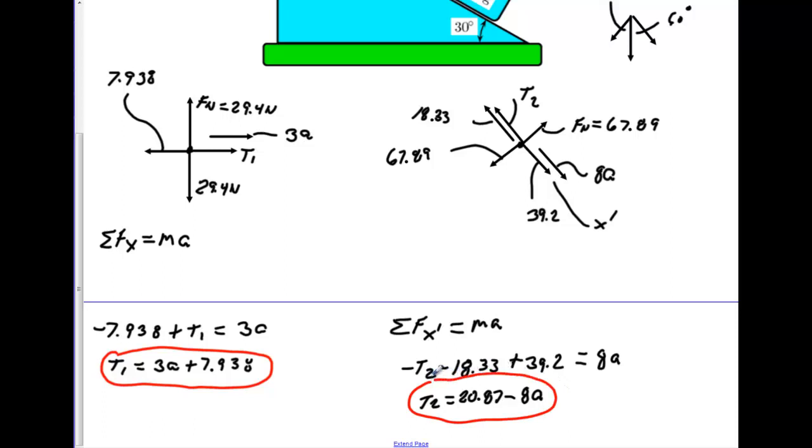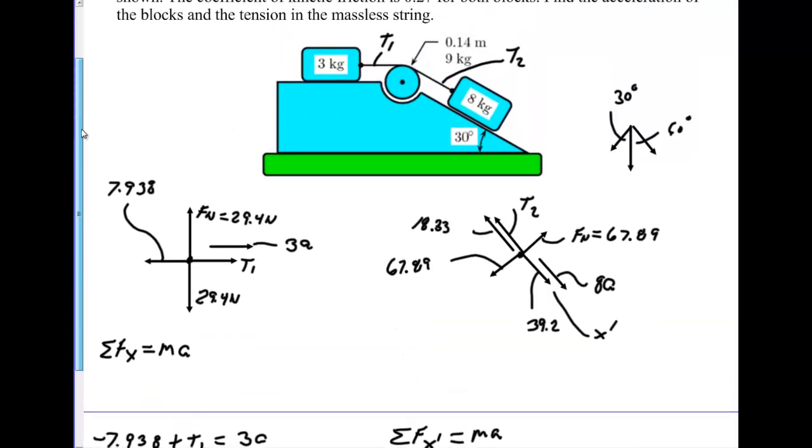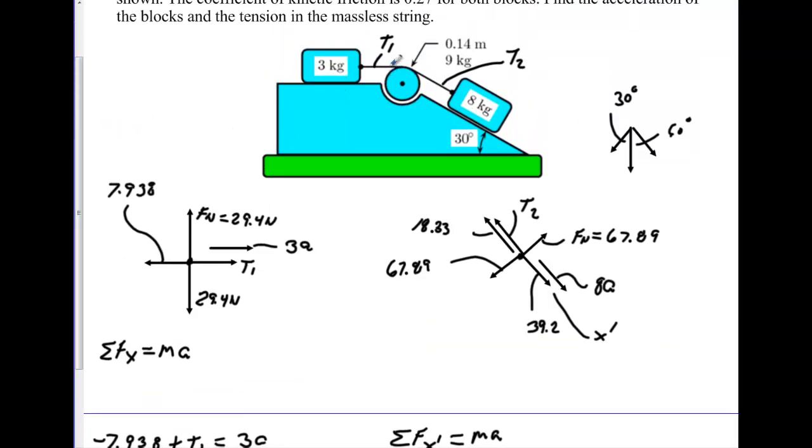Okay, so we're slowly working through this. So now we know what T1 is and T2. We don't know the numerical values, but we have them in terms of acceleration. Okay, what I want to do now is draw myself a free body diagram of what's taking place on the pulley itself.